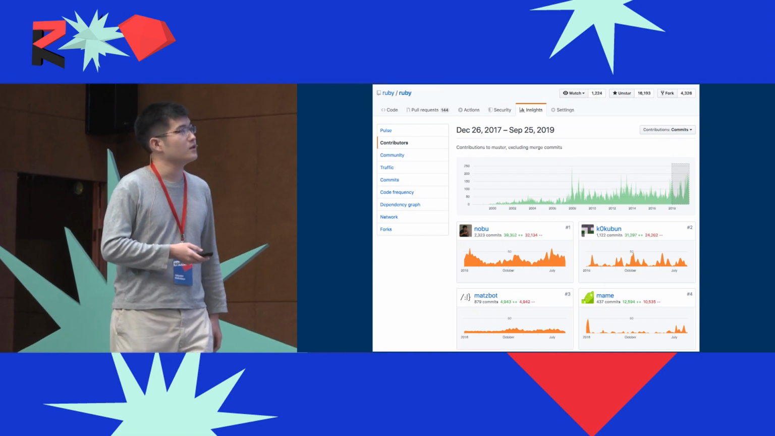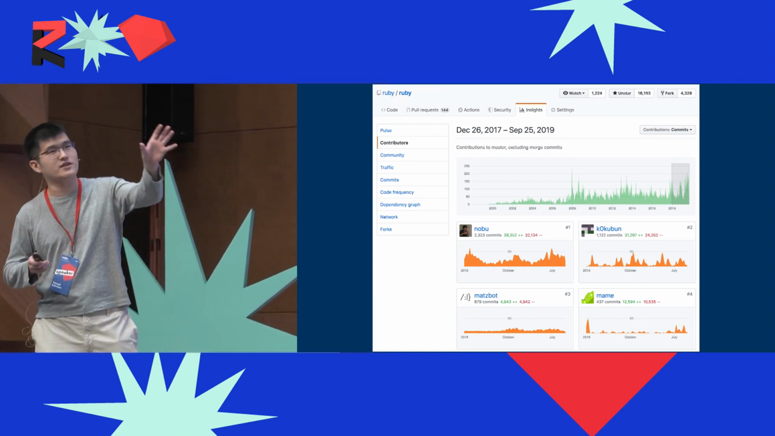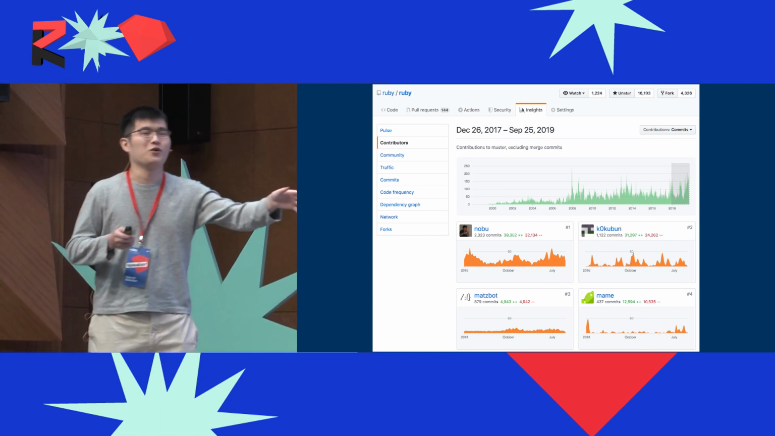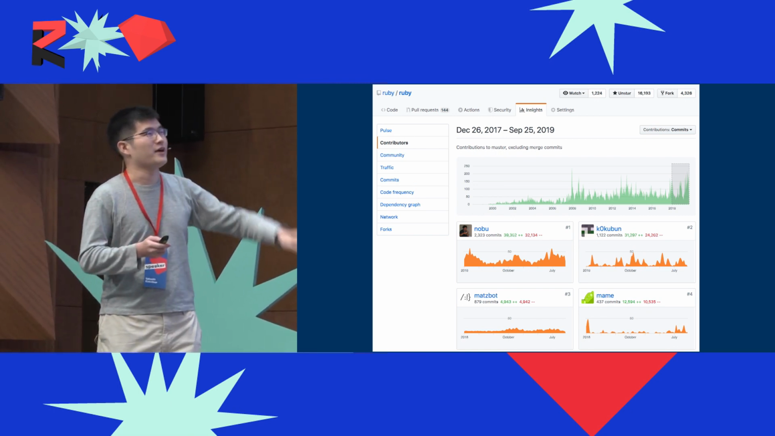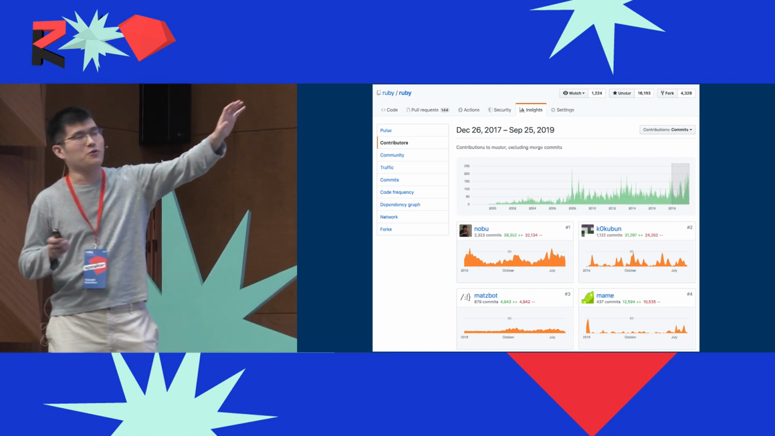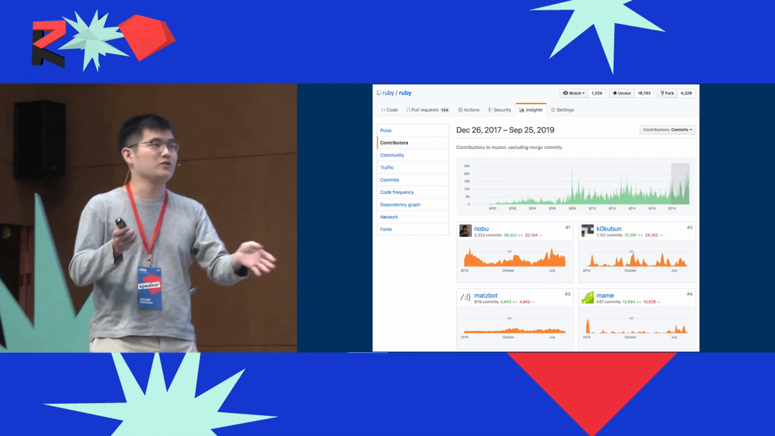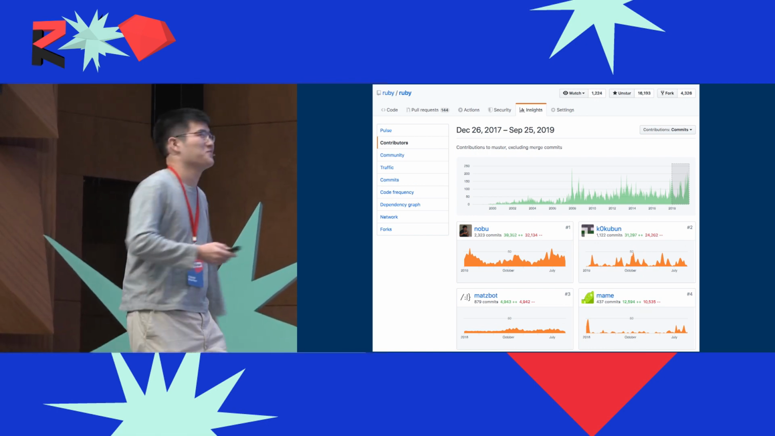This is my commit graph for the last 2 years, for 2.6 and 2.7, and I'm next to Nobu, who is always the top committer of Ruby. So I'm second to him. Actually, many of our top committers are mostly full-time Ruby committers, paid for delivering Ruby, but I'm not paid, so it's hobby work for me.